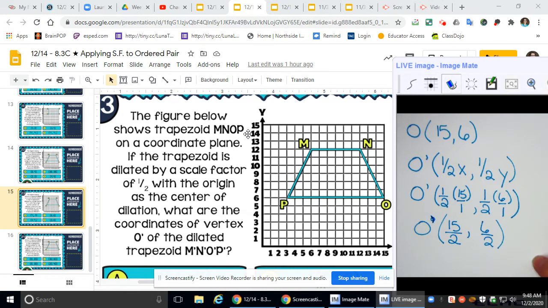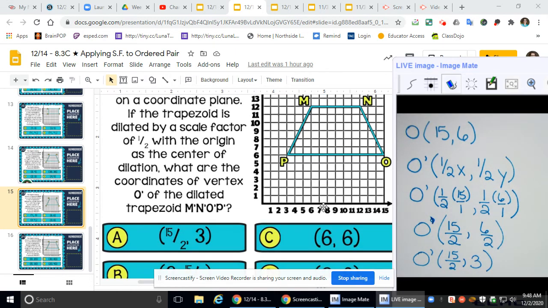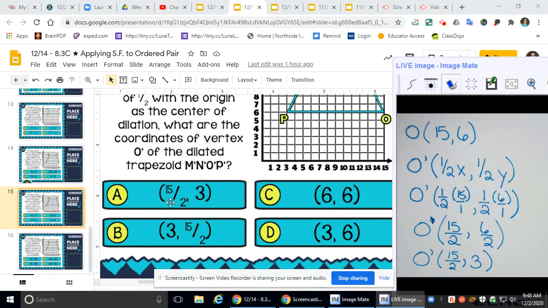15 divided by 2. Well, it can't be simplified to a whole number. It could be simplified to a decimal, but I'm not sure that we need a decimal, so let's skip that for right now. So O prime is 15 over 2, and 6 divided by 2 is 3. It can be simplified to 3. And let's take a look at our answer choices. Oh, it did keep it as the improper fraction. So O prime should be (15/2, 3), which is answer choice A.